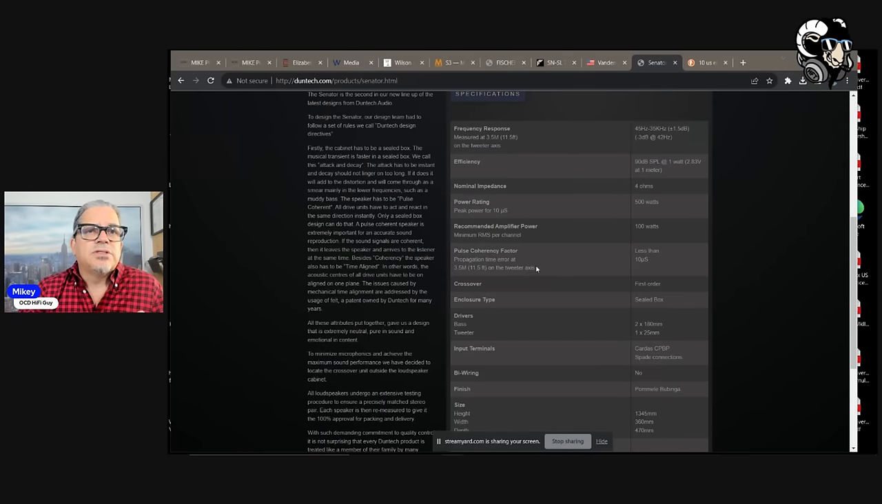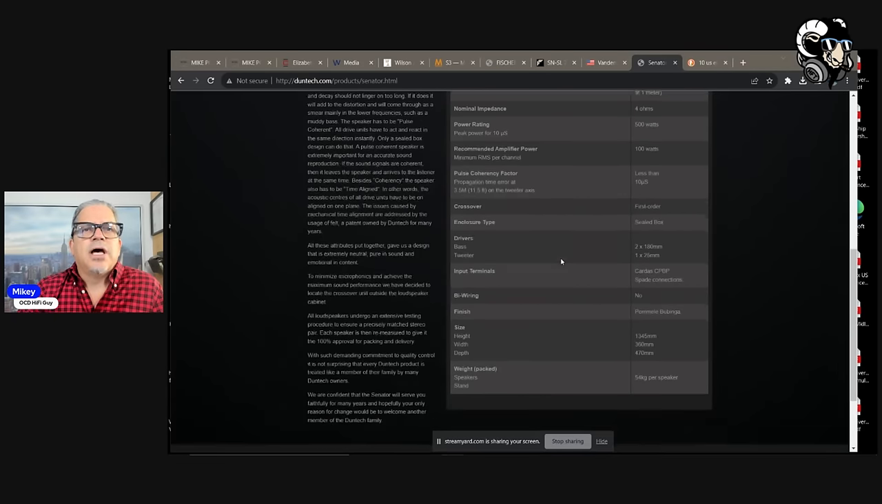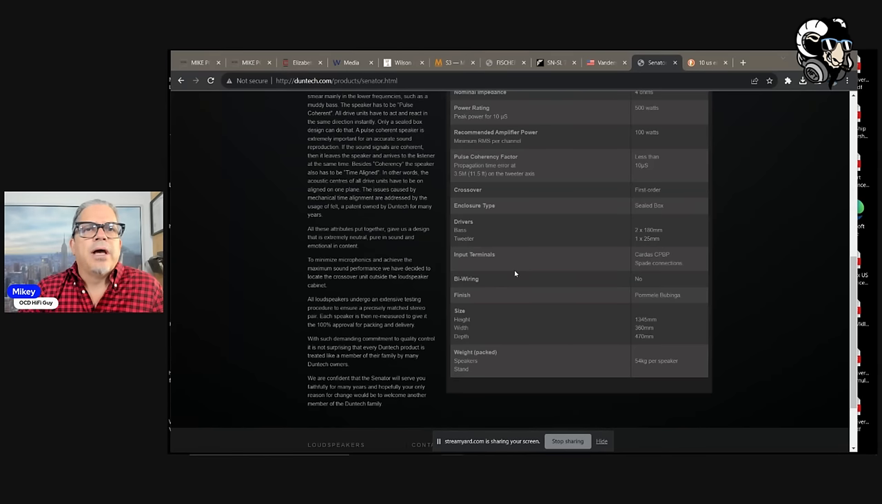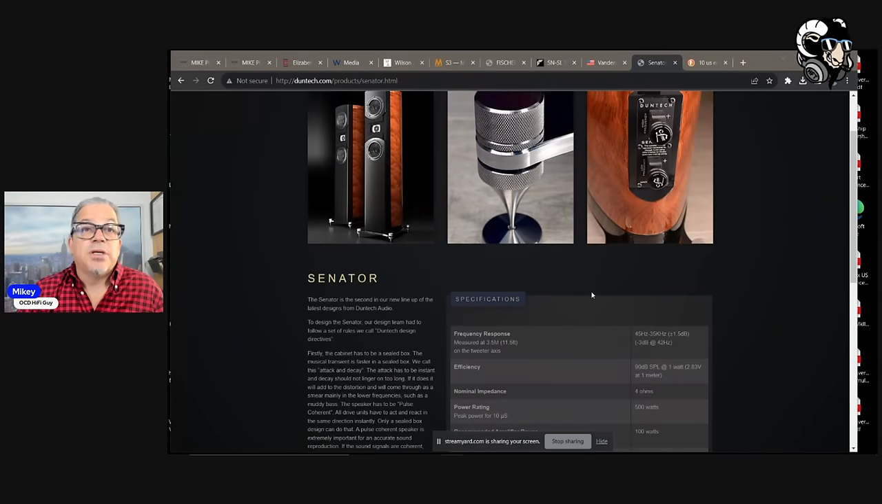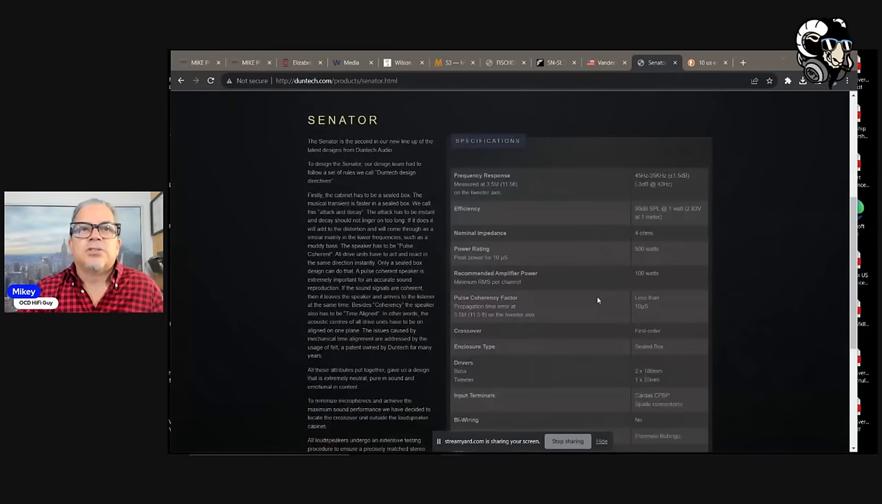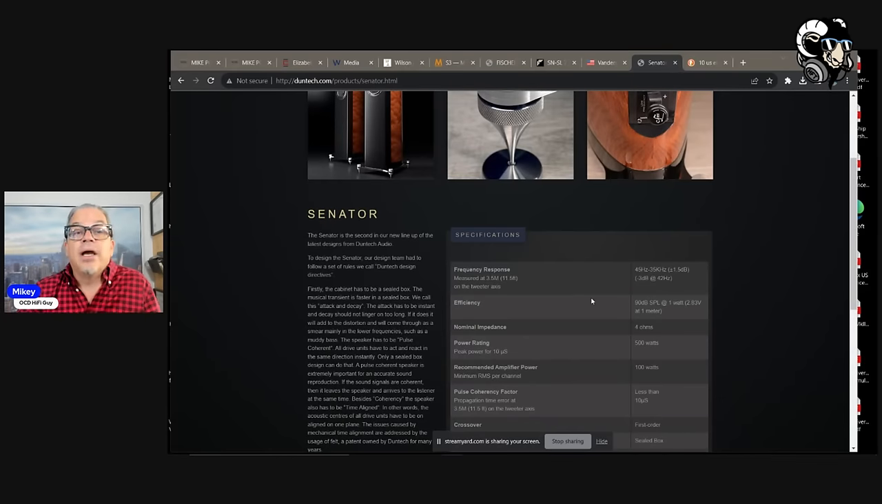It's given us a pulse coherency. It's telling us the crossover is a first order, which is 6 dB per octave. Closure type, the finish, all that kind of stuff, and the weight and everything. So it gives us pretty solid specification. Like, this is pretty deep. They're not hiding anything. They're telling us how they measured it, under what conditions, how far away the microphone was. So we have a context of how to judge these specifications.